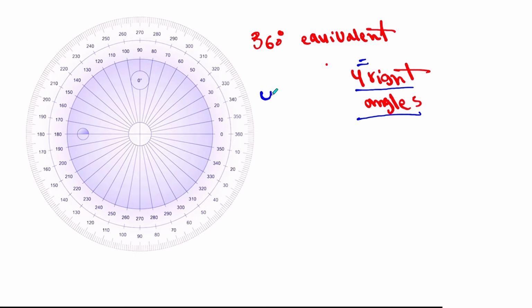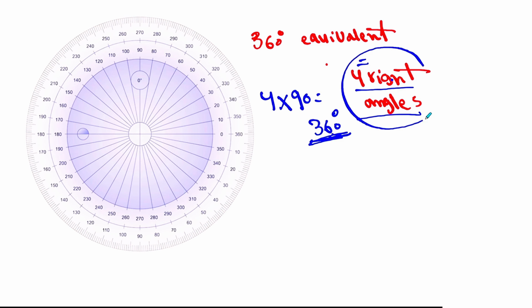4 right angles. When we consider 4 instances of 90 degrees, which is the measure of a right angle, and combine them, we arrive at a total angular measurement of 360 degrees. This complete rotation is a fundamental concept in geometry, and it often serves as a foundational question for examinations.